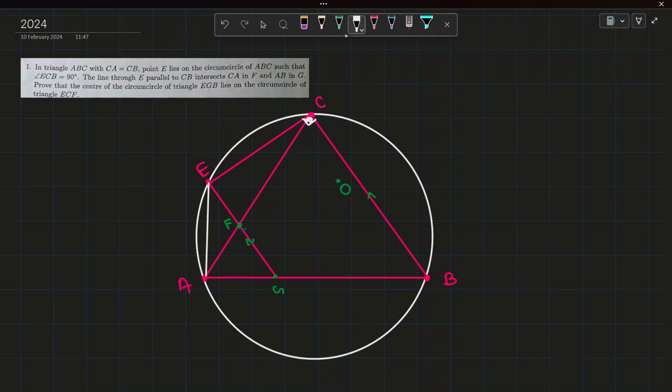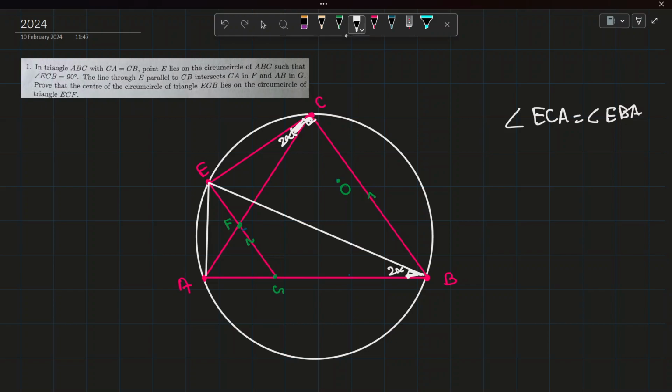Now let's chase some angles. Say this angle we denote by 2 alpha. It will become clear in a moment why we denote it by 2 alpha and not alpha. So let's draw a few more line segments. So notice that angle ECA equal to angle EBA by properties of a circle. So this angle also becomes 2 alpha.